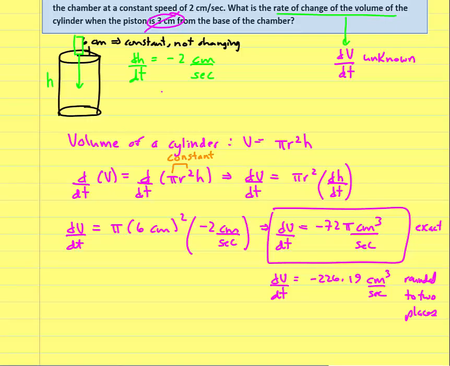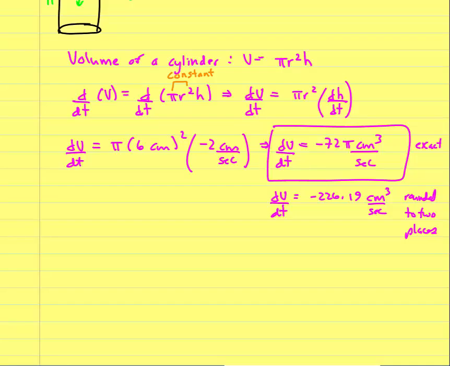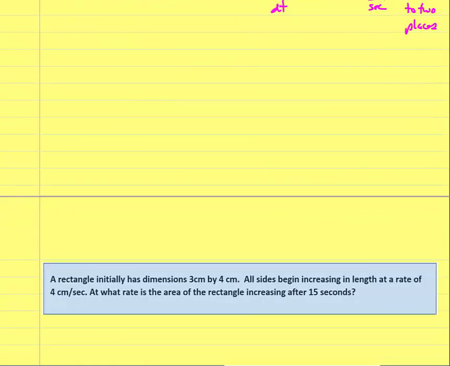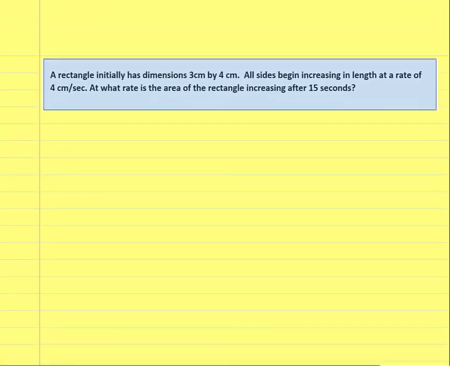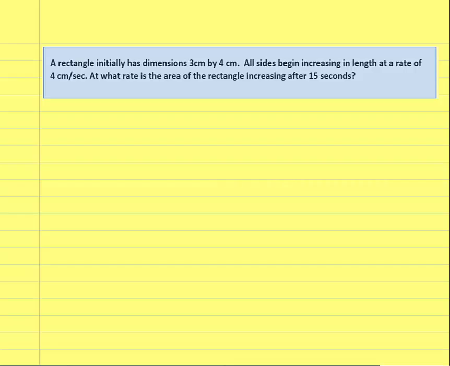Okay, let's go ahead and look at another example. Again, units are very important here, and also reading the instructions to see if they're looking for an exact or a decimal approximation for the solution. Okay, this one, the formula is not too difficult to come up with because we're looking at a rectangle. So a rectangle initially has dimensions of 3 centimeters by 4 centimeters.